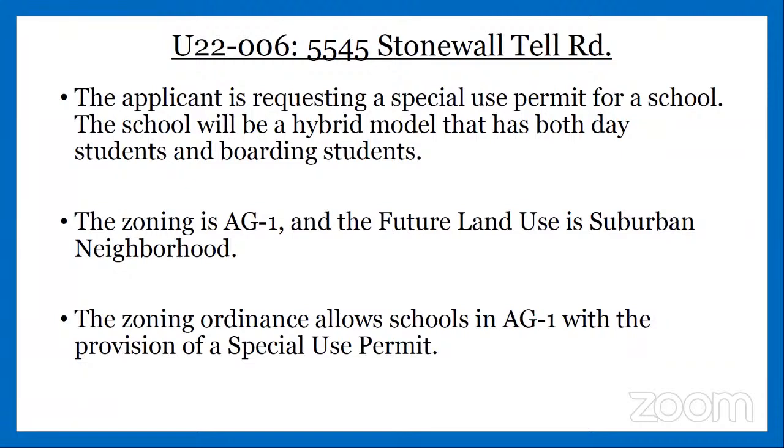Okay, so the applicant is requesting a special use permit for a school. It's going to be a boarding school where some of the students stay there full time overnight, and some of the students are just going to come for the day, and their caretakers will drop them off at school in the morning and pick them up in the evening. The site is currently zoned AG1. Schools, or special schools as they're referred to in the zoning ordinance, are allowed in AG1 with the provision of a special use permit. That's what brings us here today.